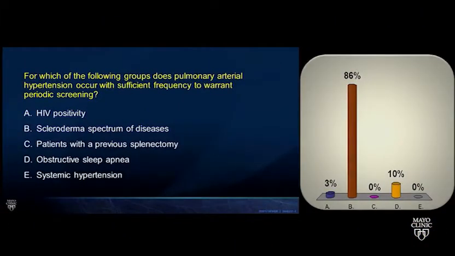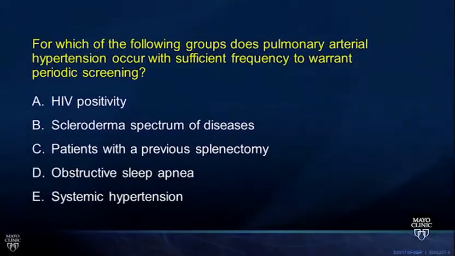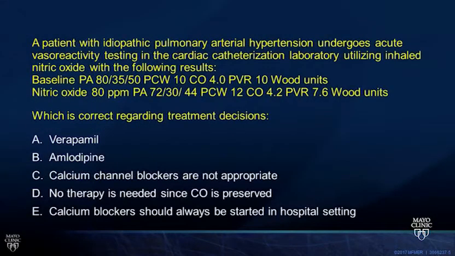Okay, next one. So this is a good one here because this has some cath findings, and you're going to certainly be asked to look over cath traces and Doppler echo traces and make some clinical decisions based on that. So this patient with pulmonary hypertension undergoes acute vasoreactivity testing in the cath lab using inhaled nitric oxide.